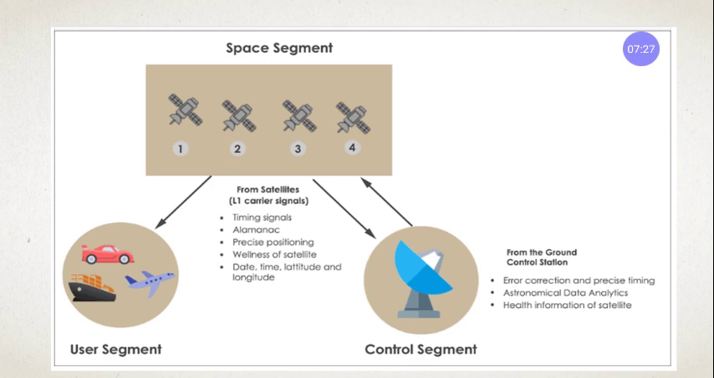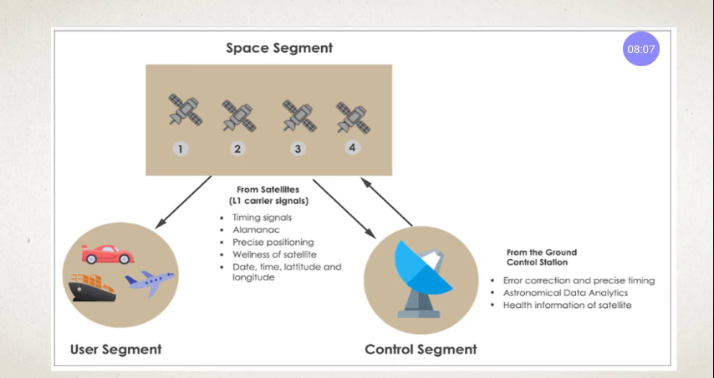We'll understand that GPS has 3 segments: your user segment, space segment, and control segment. So what does the satellite send in those signals? What will be there? We'll see. In that, there will be the timing at which the signal has been sent. The point where the signal is sent from the satellite, that timing has been recorded in that signal.